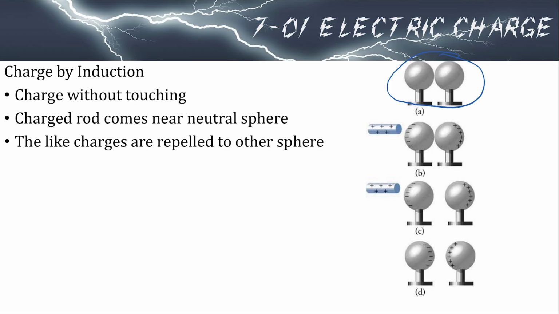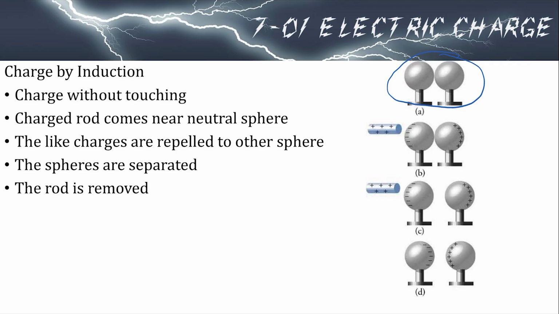So we separate the spheres. And so one stays negatively charged and the other is positively charged after the rod is removed. Notice we had to separate first and then remove the rod. And that left them. If we remove the rod first, the electrons would flow again and both spheres would be neutral. So separate the spheres first, then remove the rod.